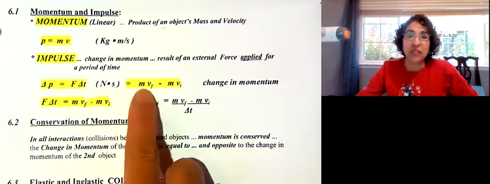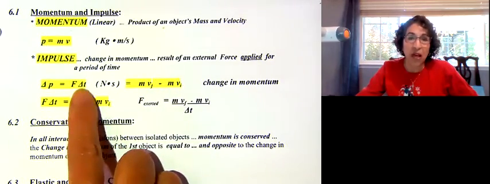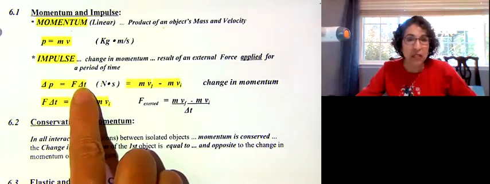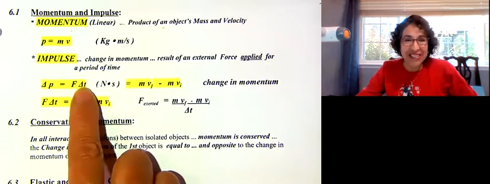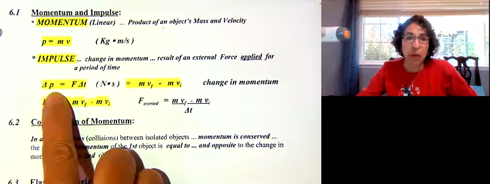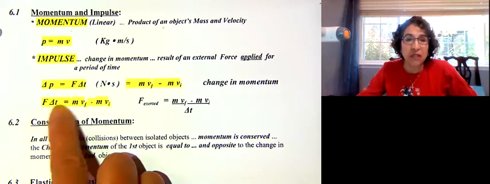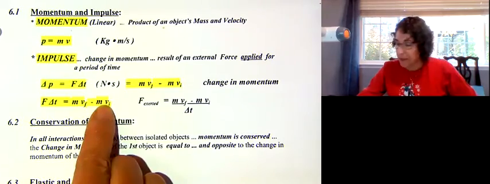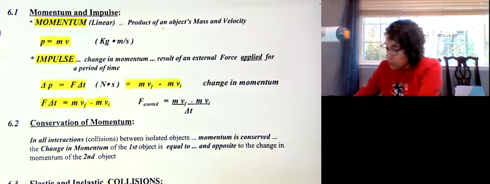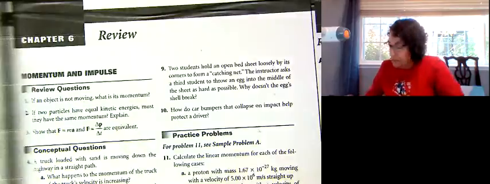Then it turns out that the change in momentum is also the force times the time. That's in the practice C homework. So force times delta t is mv final minus mv initial. All right, so let's get to the problems of practice A.